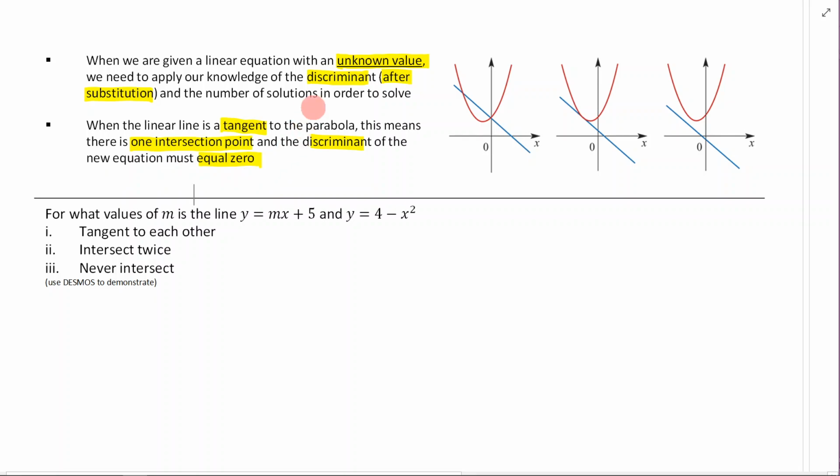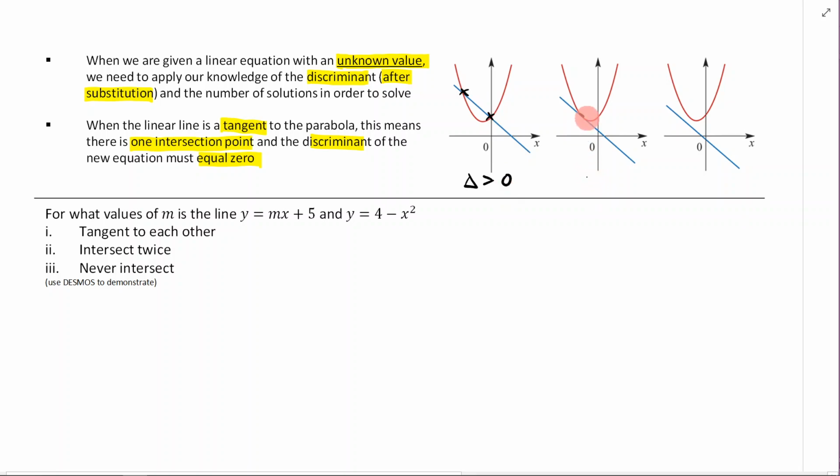So what we're going to see is that when we're given a linear rule in which we have an unknown value, you first apply the substitution and then you use the discriminant to figure out how many intersection points you have. So looking here, if I have 2 intersection points, that means my discriminant is going to be greater than 0. This works in the same way as when you had a quadratic and wanted to find how many times it intersected the x-axis: if the discriminant was greater than 0, it intersects the x-axis twice. If you now apply this logic to an intersecting line and parabola, the same holds.